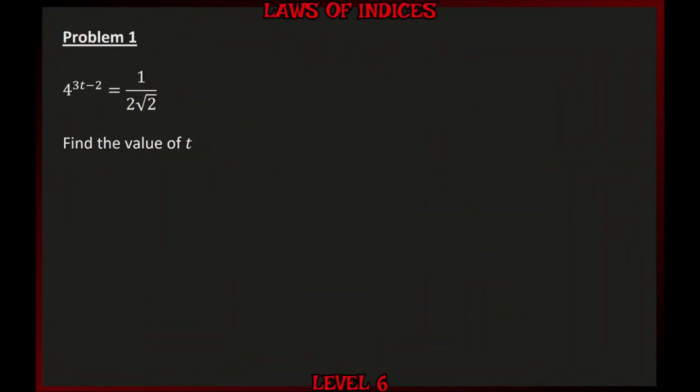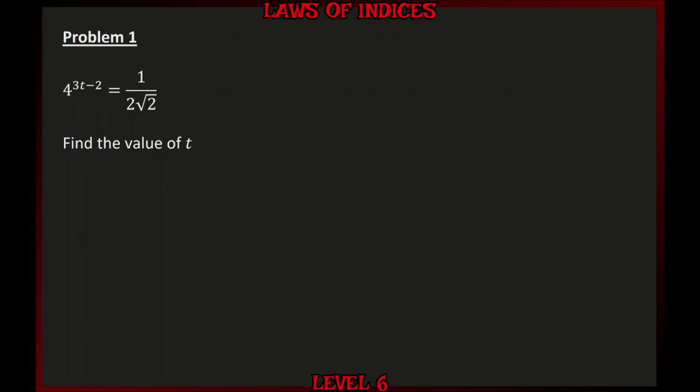In problem 1, we're told that 4 to the power of 3t minus 2 is equal to 1 over 2 root 2, and we need to find the value of t. Now in problems like these, we'd like to write both sides of the equation as powers of the same number. And we notice here that 4 and 2 can both be written as powers of 2.